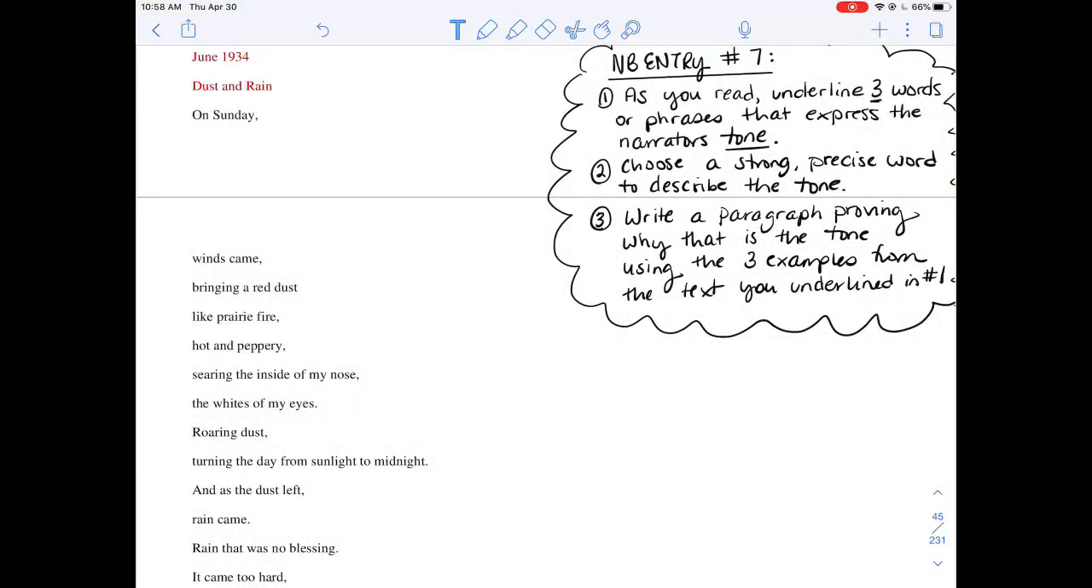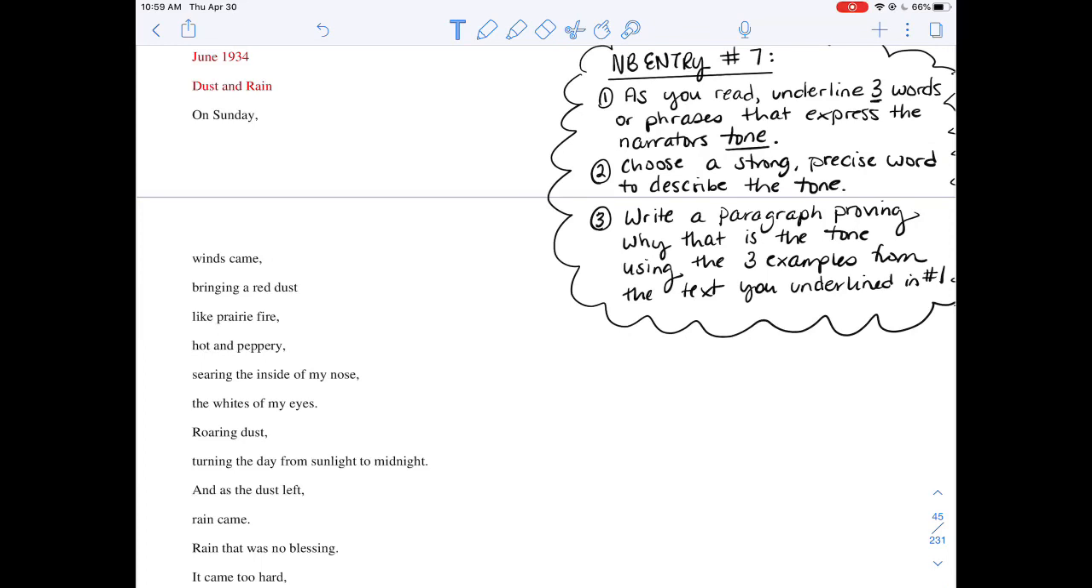All right, students, let's do this work together using the first poem you'll read in the section for the first part this week, titled Dust and Rain. I'm going to model how to write your paragraph about tone using this poem, but you must choose a different poem to analyze for your entry number 7. As we read, the process is listed here on the right. We're going to underline 3 words or phrases that express the narrator's tone. I'll show you how to do that, and you're going to do it in a different poem for your entry number 7. Then we're going to choose a strong, precise word to describe the tone, and then I'll show you what the paragraph will look like.